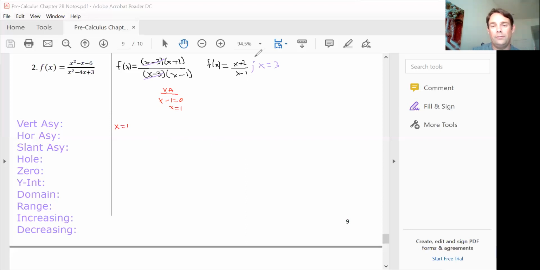Horizontal asymptote. Let's take a look here. Oh, where are we at here? I got 2 and I have 2. Oh, they're the same. Okay. No harm, no foul there. If they're the same, that means I'm going to be looking at the leading coefficients.